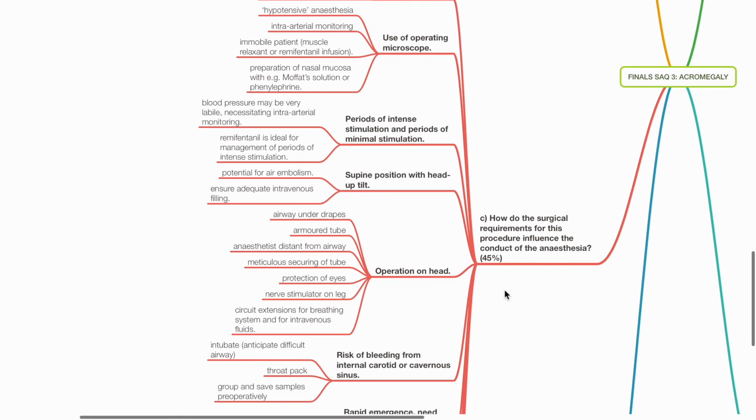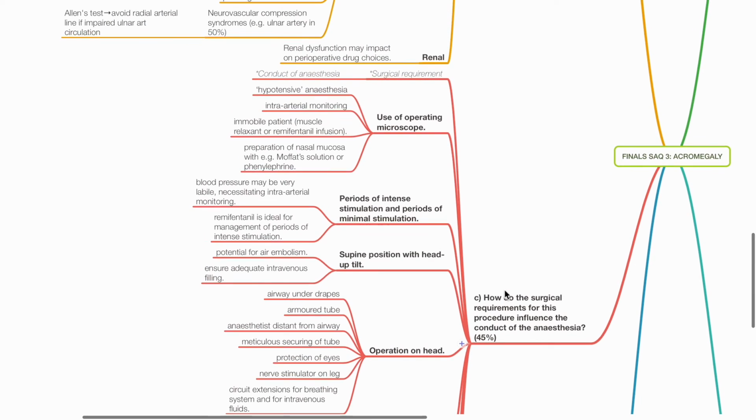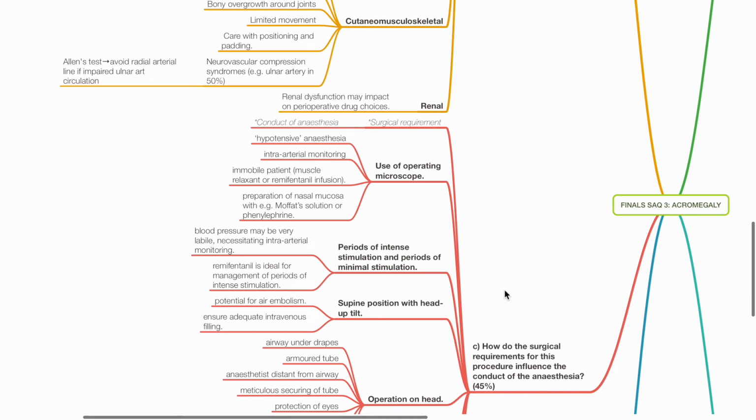C. How do the surgical requirements for this procedure influence the conduct of anesthesia? 45 marks. The use of operating microscope may necessitate hypotensive anesthesia, intra-arterial monitoring, immobile patient, either via muscle relaxant or remifentanil. Preparation of nasal mucosa with Moffat's solution or phenylephrine reduces bleeding.